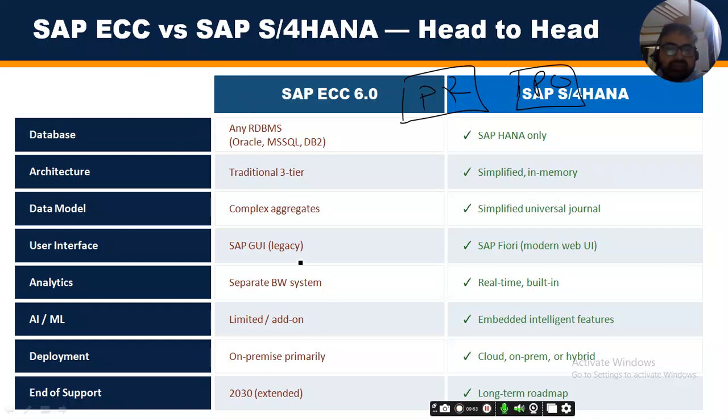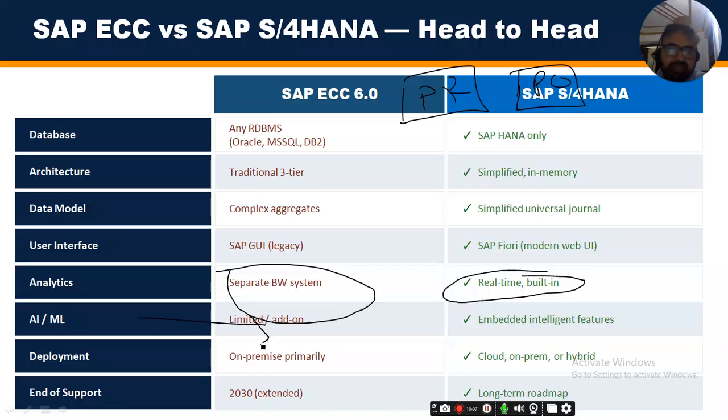Now we are talking about the analytics and business. Regarding analytics, a separate business warehouse system is used in ECC, but in S4HANA the system uses it in runtime, right? There is no AI in ECC, or no specific use. But in S4HANA you can use AI, embedded intelligent feature development.